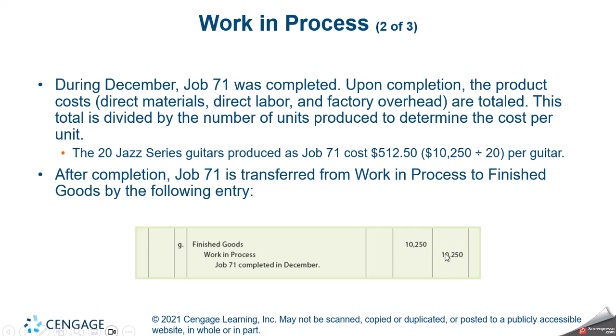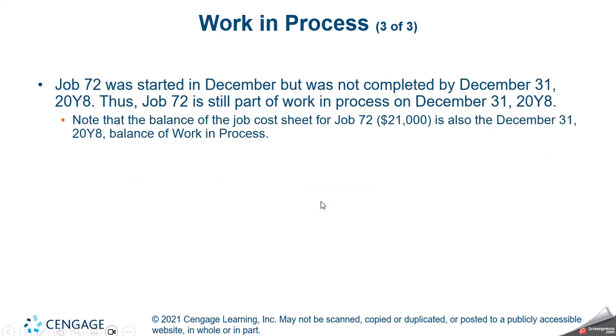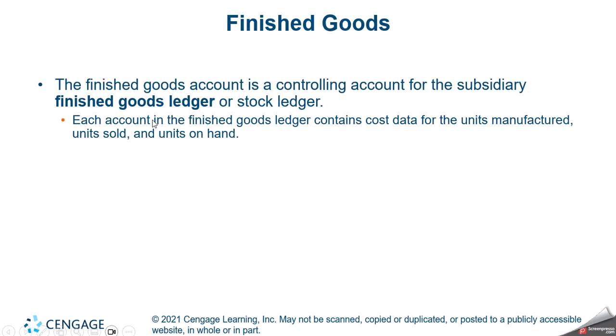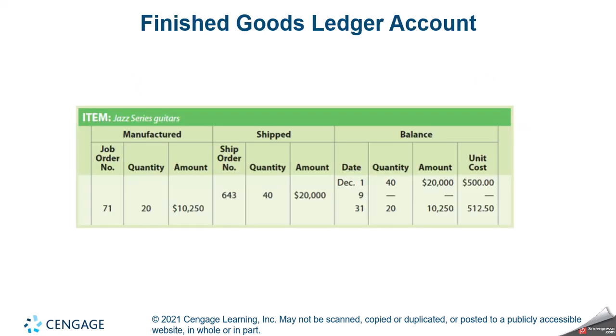So we credit out work in process, we debit finished goods because that job is completed and transferred into finished goods. If it's not yet completed, so job 72 is not yet completed, it'll stay in our work in process inventory until it is done. So I'll let you look at that. Then once it goes over into finished goods, then we're going to sell it out of there.